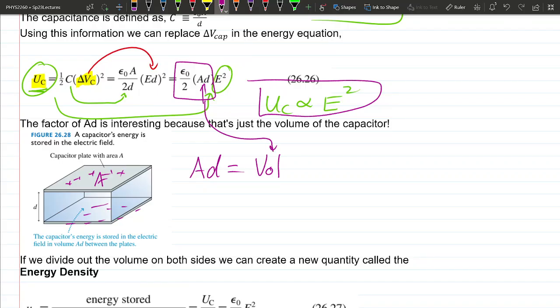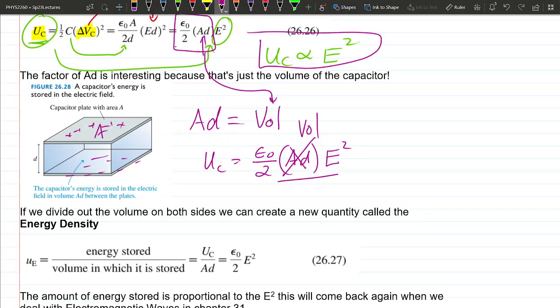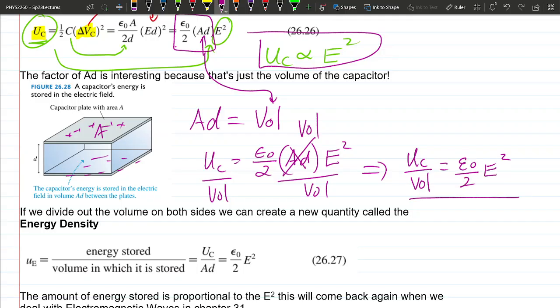So I can copy the equation over here: A times D times E squared. I replace this with the volume, and then I can divide both sides by the volume. I arrive at U_C over the volume equals epsilon naught divided by 2 times E squared. This is an interesting quantity: the energy per volume is known as the energy density.